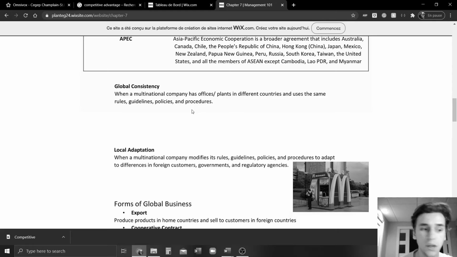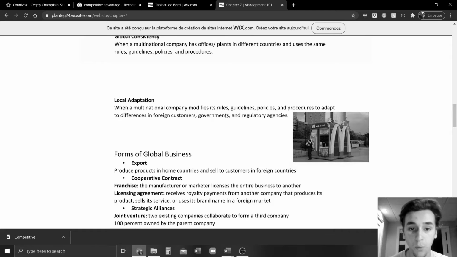As we saw in the Netflix video, the Chinese went to the glass production site, and they were pretty consistent. They were trying to implement themselves in the culture of the US. However, they were mostly using Chinese ways of doing things. As for local adaptation, it is when a multinational company modifies its rules, guidelines, policies, and procedures to adapt to differences in foreign customers, governments, and regulatory agencies.